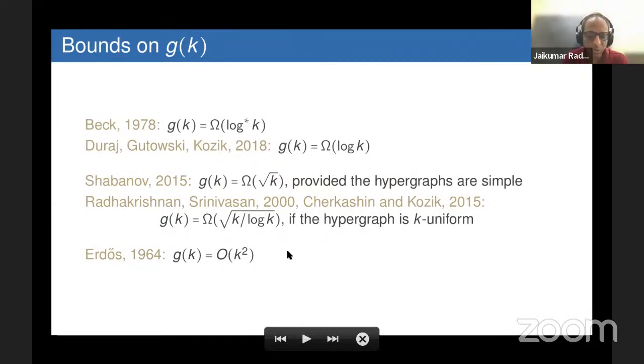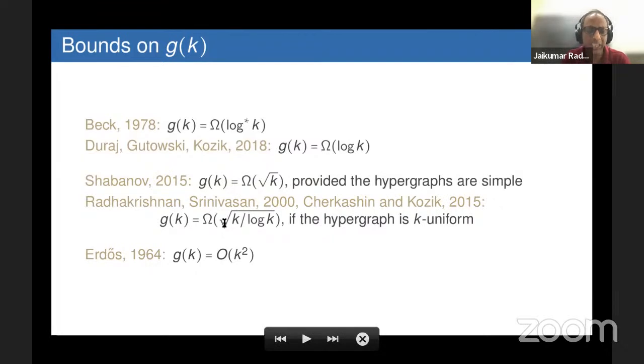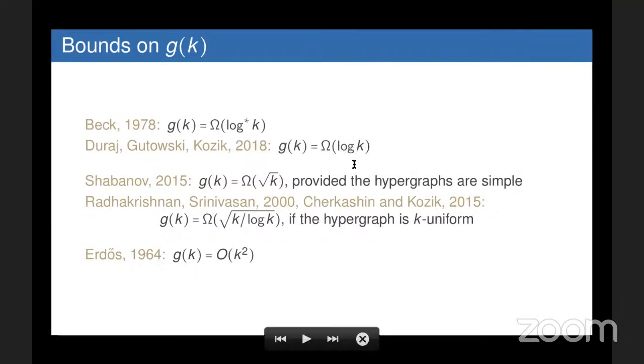And what do we believe is the truth for k-uniform hypergraphs? For k-uniform hypergraphs, the lower bound looks like this, and the upper bound looks like this. And Erdős and Lovász in 1974, in the paper which defined the Lovász local lemma, conjectured that it should probably be k. So I would also think that the correct answer is probably k. And we are very far from it. Thanks.